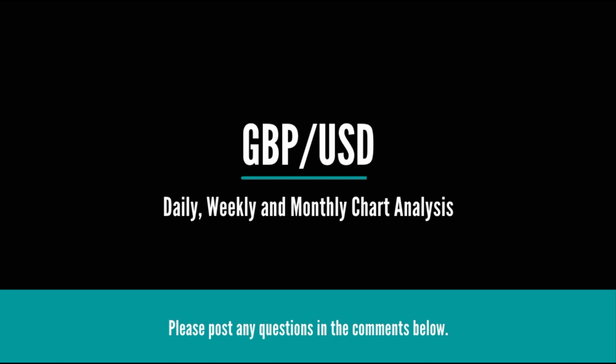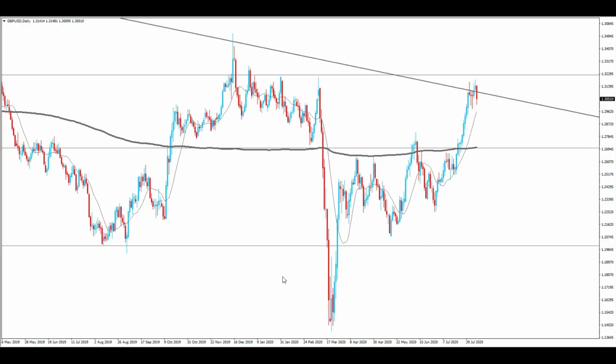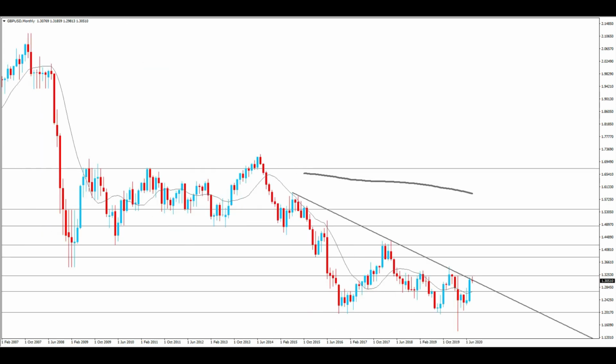Okay, so let's see what's happening with GBP USD. For GBP USD, we're going to start on the monthly and work our way down. You can see that we found some support in the area in the market on the monthly time frame around here. Price has been trying to break it and has been failing to do so. So we can see price move away from the support and start a new uptrend in the market.